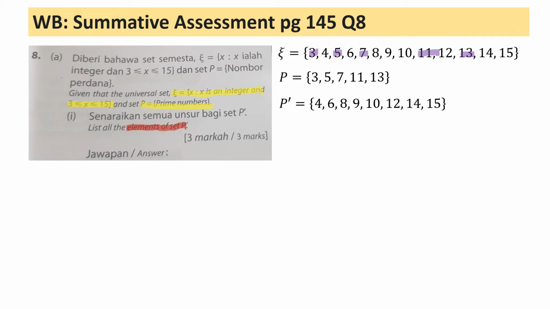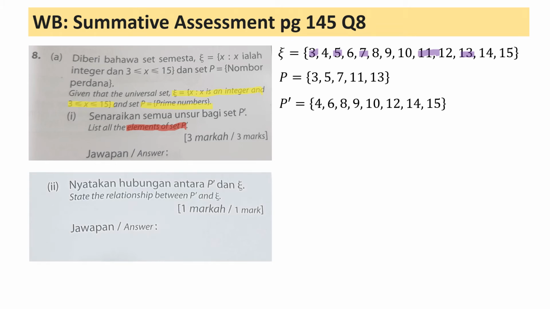Okay, so now we'll be doing A2, where you need to state the relationship between P prime and the universal set. So, from the answer above, the complement set of P does exist in the universal set. That means P prime is a subset of the universal set. So this will be the relationship between P prime and the universal set.